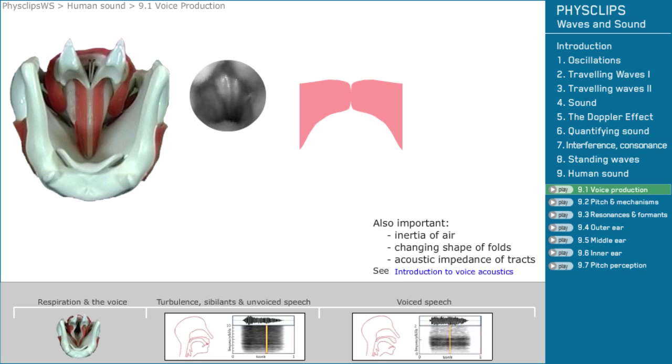The cycle repeats, letting through puffs of air 100 or more times per second. Of course, you're not flexing your muscles that quickly. The muscular tension is nearly constant.